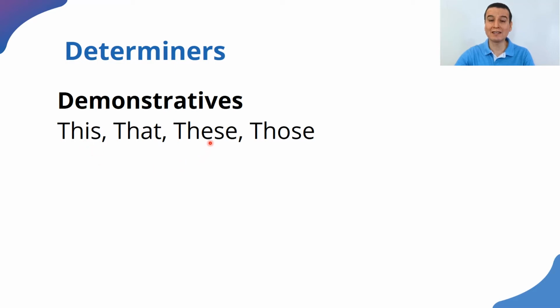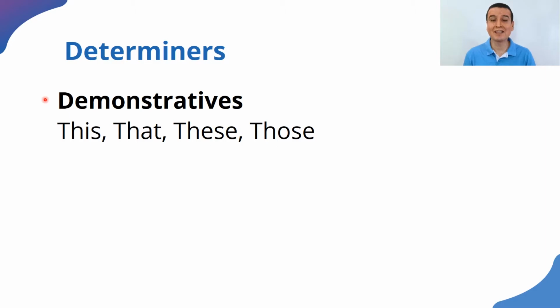Remember the pronunciation, these vibrates the S. And those is the plural of that. So those are called demonstrative adjectives, and in general, demonstratives. They are all determiners.